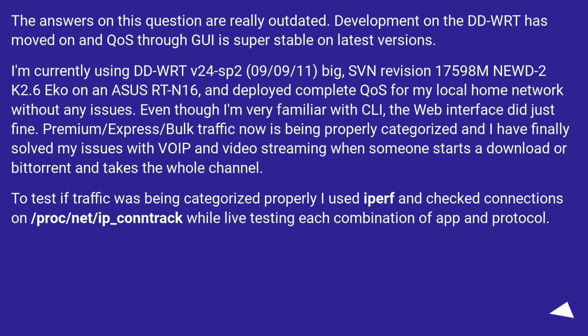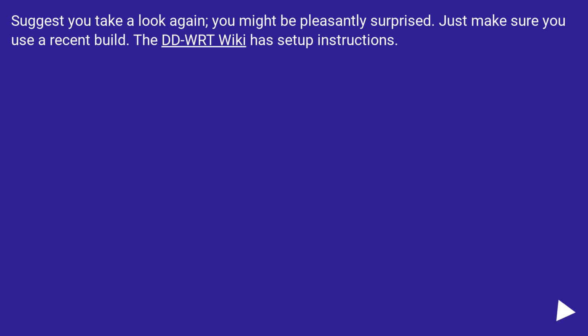Premium, express and bulk traffic now is being properly categorized, and I have finally solved my issues with VoIP and video streaming when someone starts a download or BitTorrent and takes the whole channel. To test if traffic was being categorized properly, I used iperf and checked connections in /proc/net/ip_conntrack while live testing each combination of app and protocol. Suggest you take a look again, you might be pleasantly surprised. Just make sure you use a recent build. The DD-WRT wiki has setup instructions.